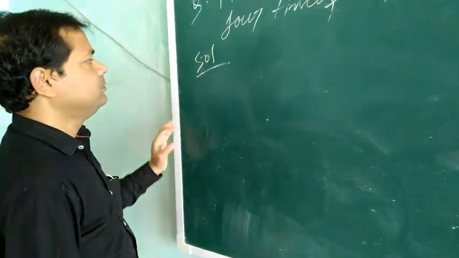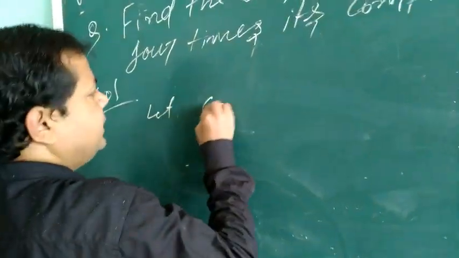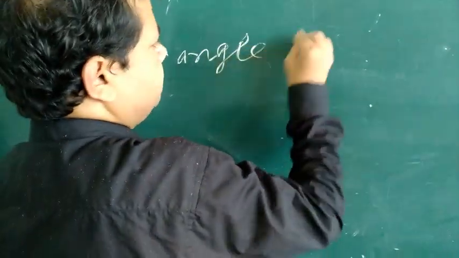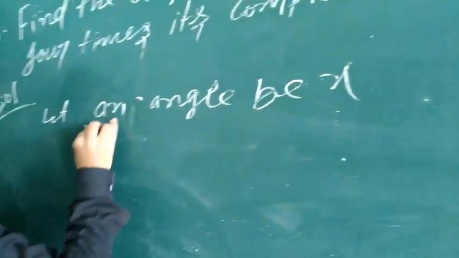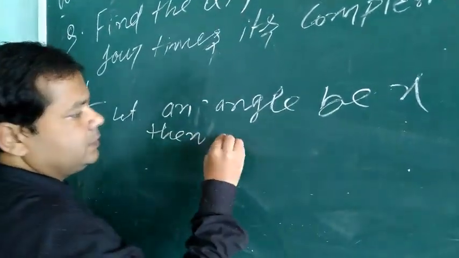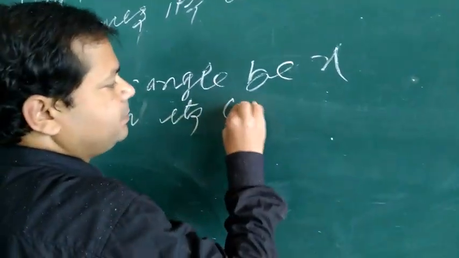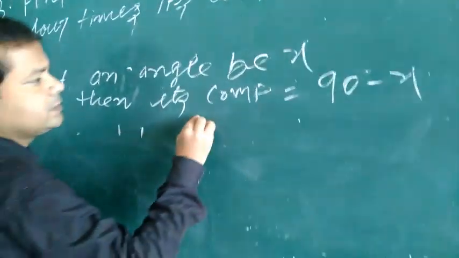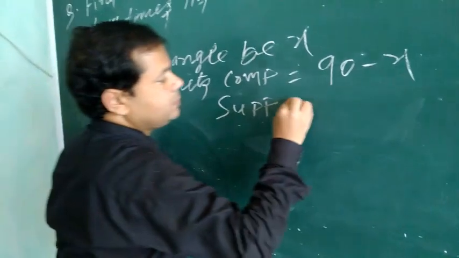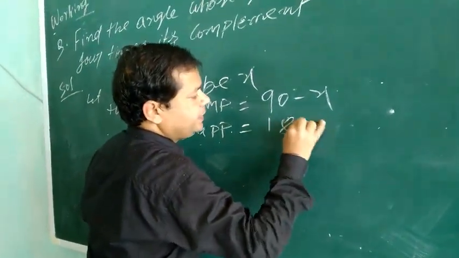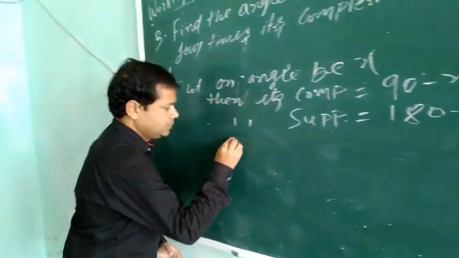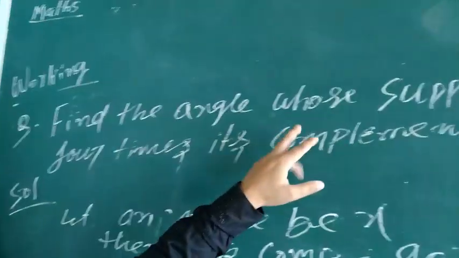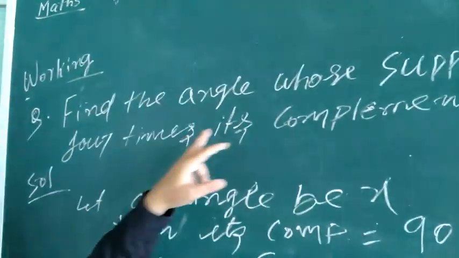Okay, so now let an angle be x. Then what will be its complement? Its complement will be 90 minus x, and its supplement will be 180 minus x. Now, according to the question, what is given? Find the angle whose supplement is 4 times its complement.